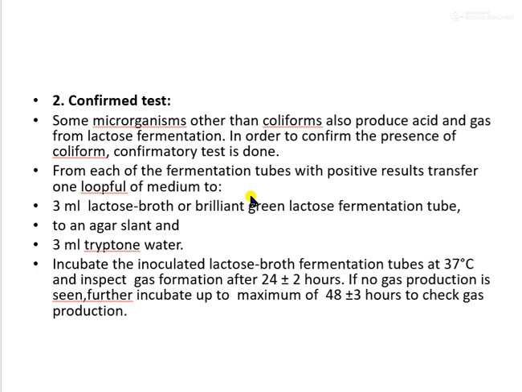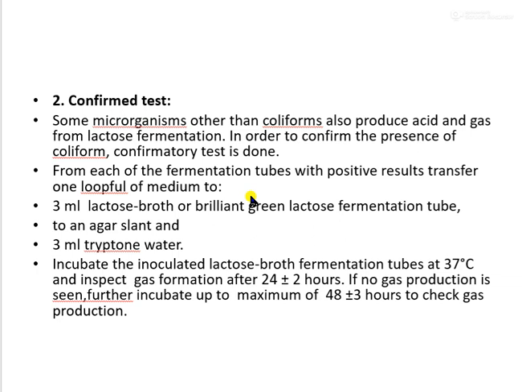And in order to confirm the presence of the coliform, you do the confirmatory test. So what do you do? From each fermentation tube which gives a positive result, you will take one loopful and put it into a 3 ml lactose broth, or a brilliant green lactose fermentation broth. Then you put it onto an agar slant and also into 3 ml tryptone water.